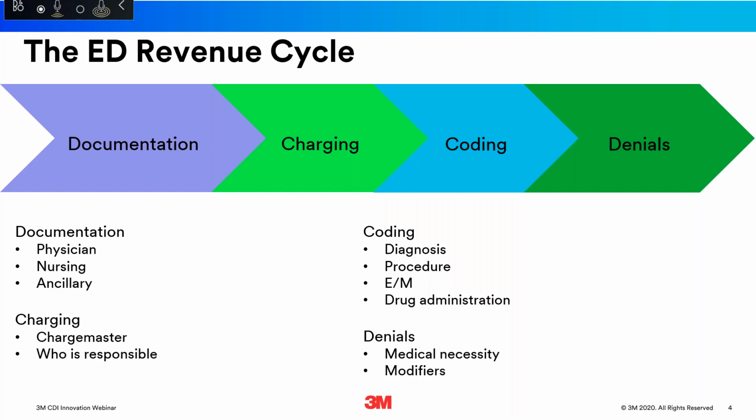Charging. We won't talk a lot about ChargeMaster, but there are a few things that I want to make sure I mention. The main thing we'll talk about is who is responsible for that charge posting and how that process works. And then coding: we have our diagnosis coding, our procedure coding, the E&M levels. When I talk about E&M levels in this presentation, I'm talking about facility E&M levels and your drug administration coding. And then for denials, two of the major places that you'll have denials for your emergency department are going to be your medical necessity denials and your modifiers.